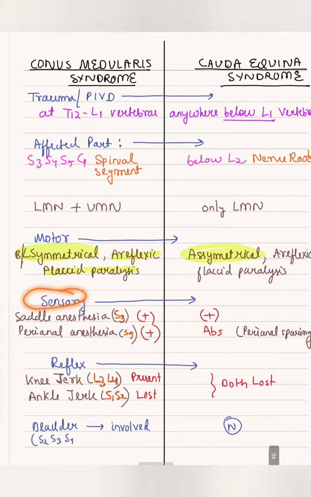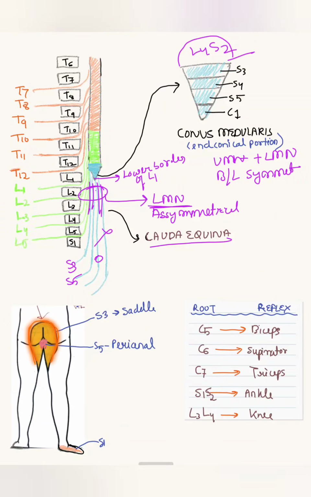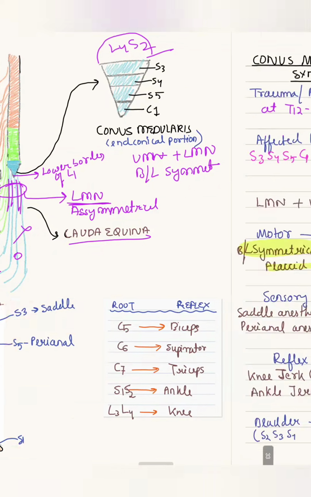Now for sensory, look at this. This portion is called the saddle. You sit on this portion. This is supplied by S3, and this is the perianal portion, which is supplied by S5. Okay, I remembered it this way: we stand on S1, sit on S3, and poop on S5. You can also remember this.